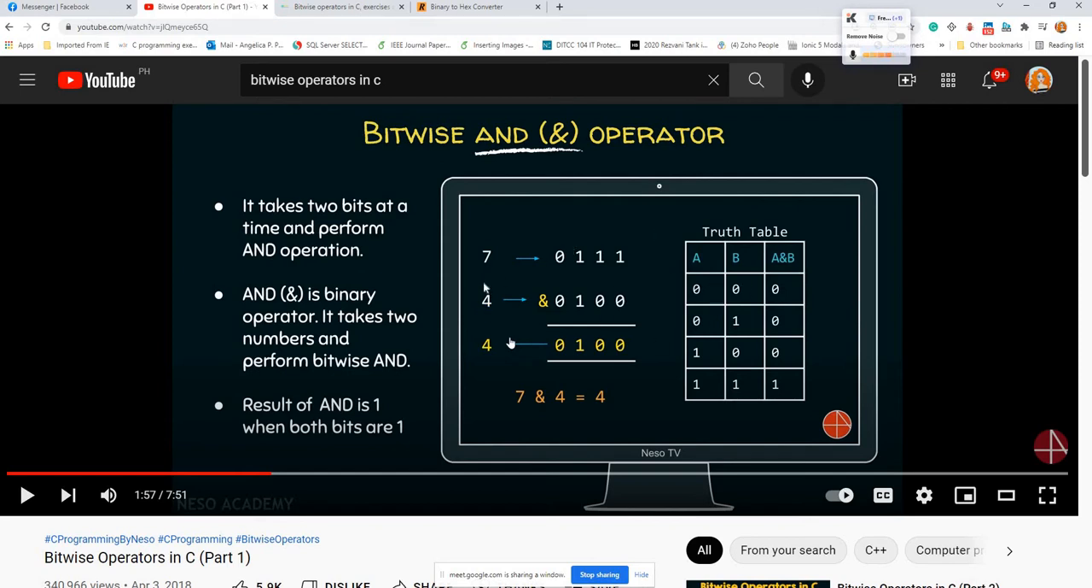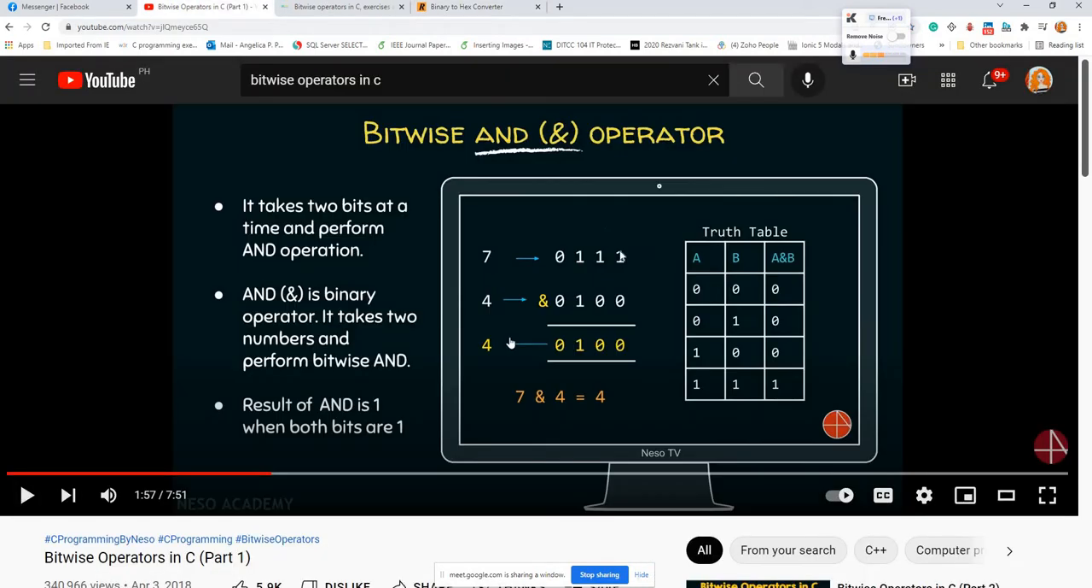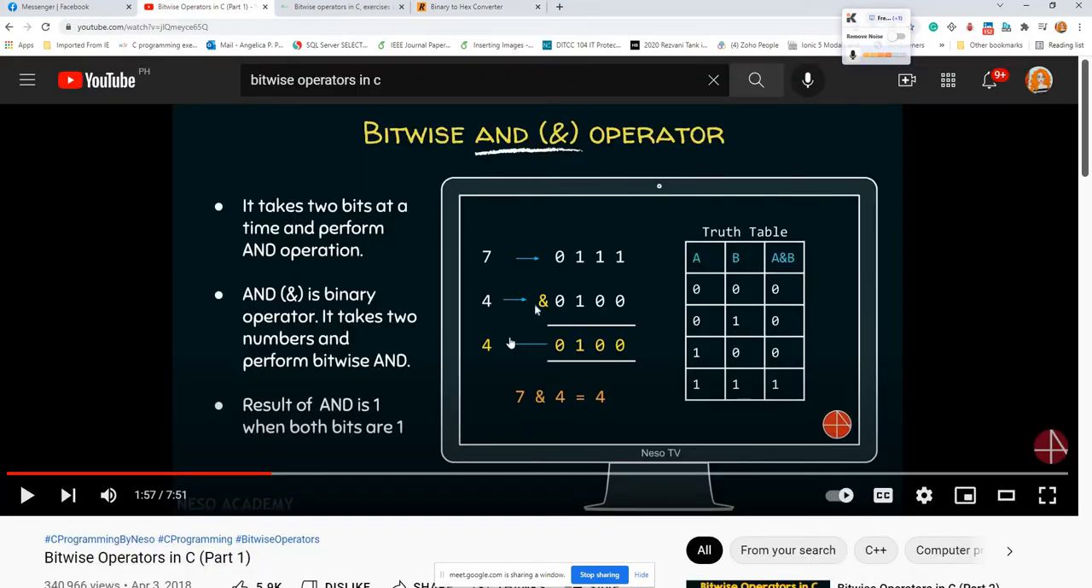So, yung ating binary representation ng 7, no? I-type natin, para makita nyo yung purpose. So, 0111. Ito yung ating 0111. Okay. Convert. Makikita nyo dyan doon sa baba yung decimal. Ayan. So, it is 7. Yung 4 is 0100.